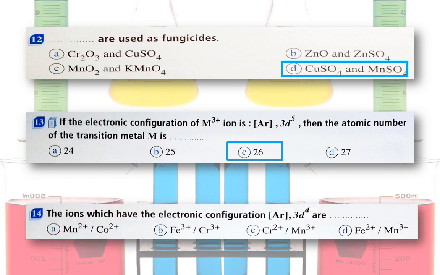The ions which have the electronic configuration argon 3d4 are, okay, ions that have 4 electrons in the d orbital. We have here chromium plus 2 and manganese plus 3, or oxidation number 3, so it loses 3 electrons, and the chromium loses 2 electrons.